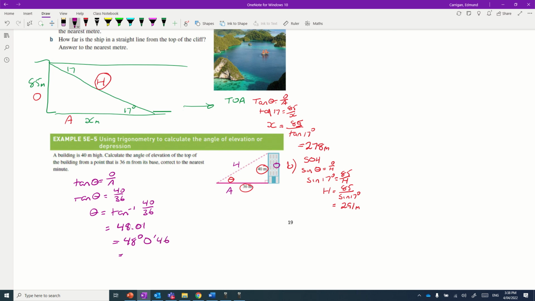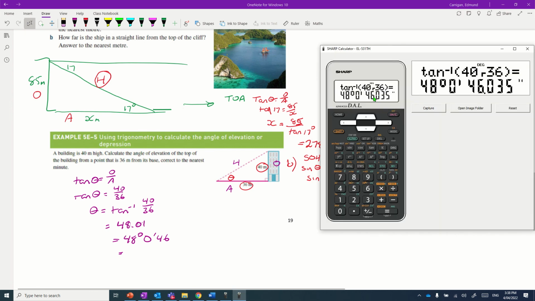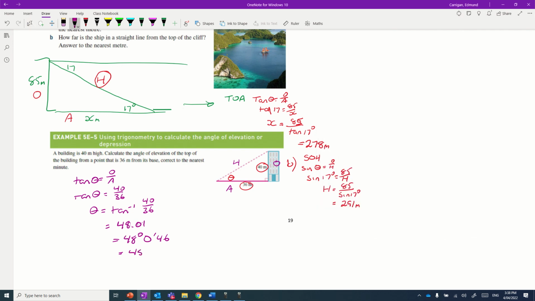So this, you might say, was a bit of a trick, because if I looked at the 0, it's to the nearest minute. And so 46 seconds is actually going to be rounded up to 1 minute. So my answer is going to be 48 degrees and 1 minute.